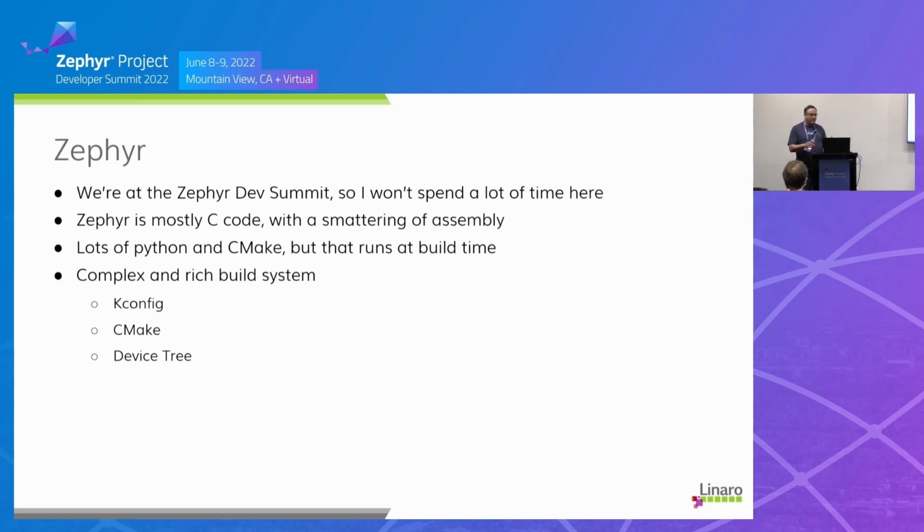We've got Kconfig, devicetree, CMake, and this is great. This makes Zephyr really nice to use because you can just go configure things. You can change something in an override project config, and now you have new features in your code.